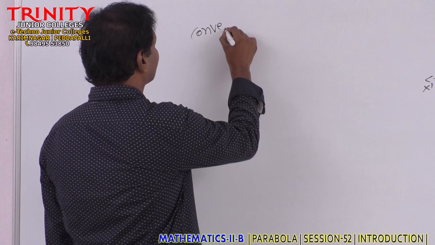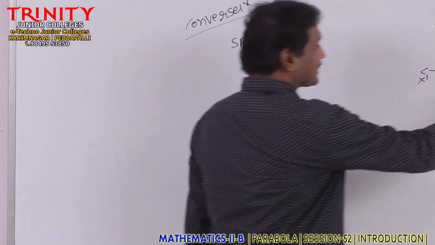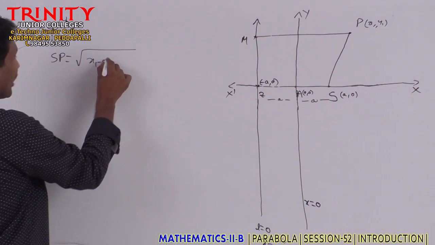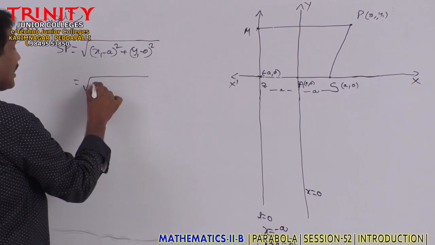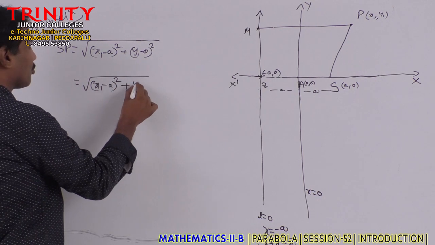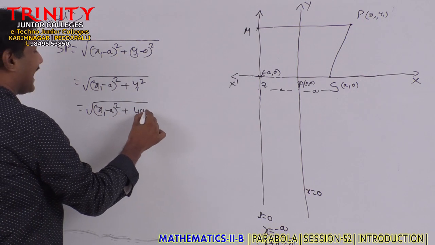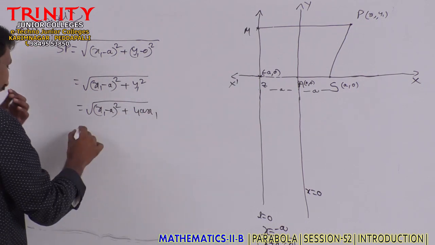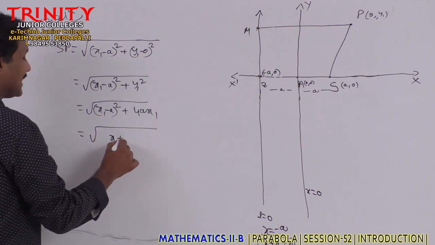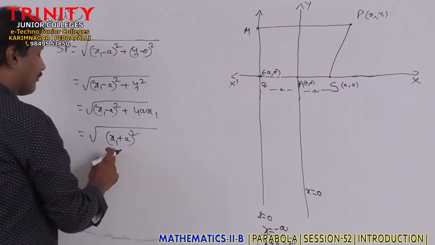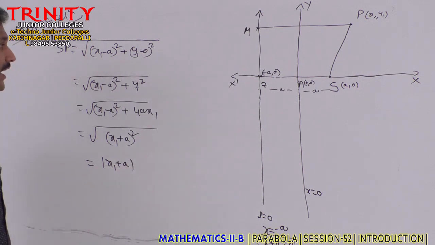Conversely, suppose SP, the distance from S to P, equals the square root of (x1 minus a) whole square plus (y1 minus 0) whole square, that equals the square root of (x1 minus a) whole square plus y1 square. We know that y1 square is 4a x1, so that equals the square root of (a minus b) whole square plus 4ab, that is (a plus b) whole square, like the square root of (x1 plus a) whole square, that equals modulus of x1 plus a.